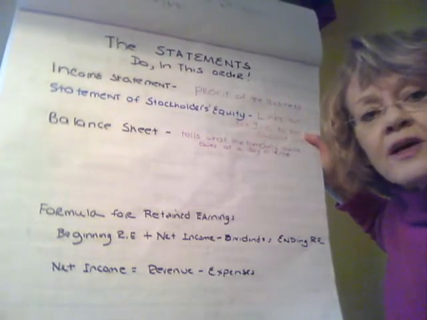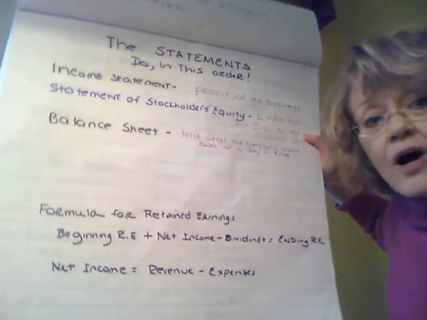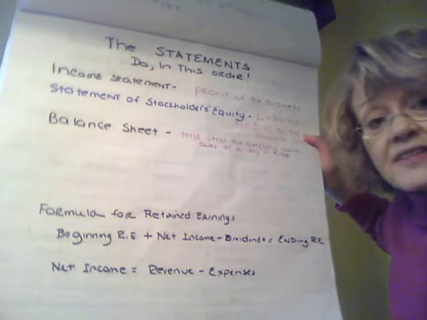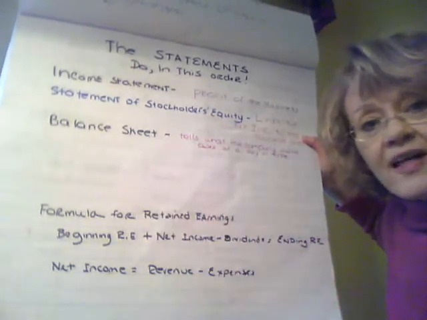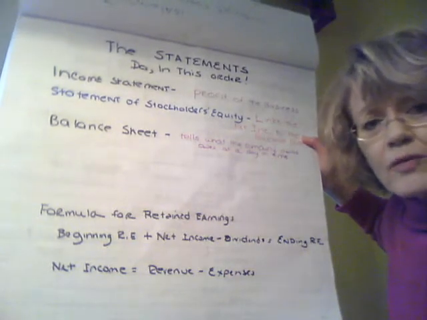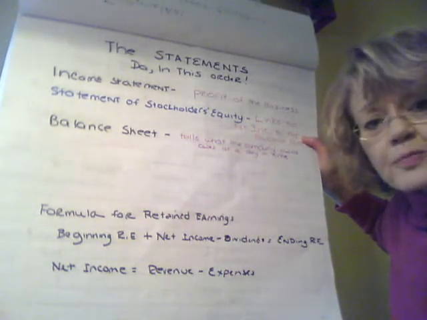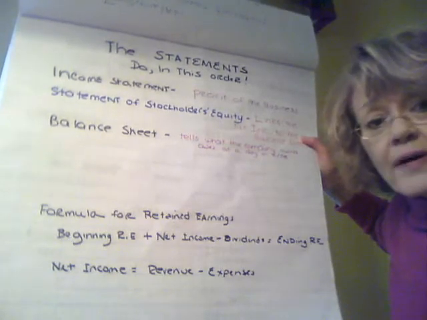The three statements that we're going to focus on in this first chapter are the income statement, the statement of stockholders' equity, and the balance sheet. And you can find that in that chapter in lots of explanations. You can also find it all over the web and in any accounting book. They're traditional statements. You can open any book and find out more about it.